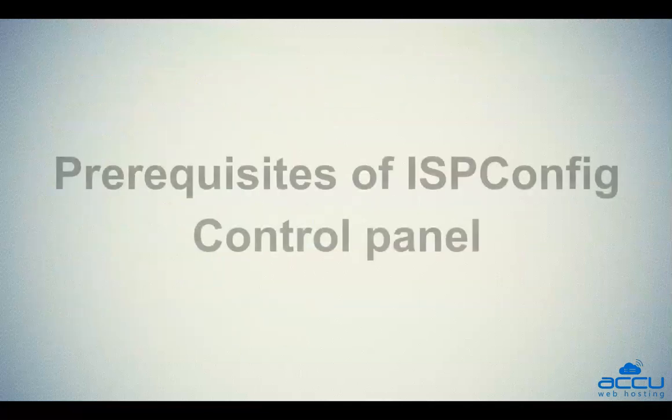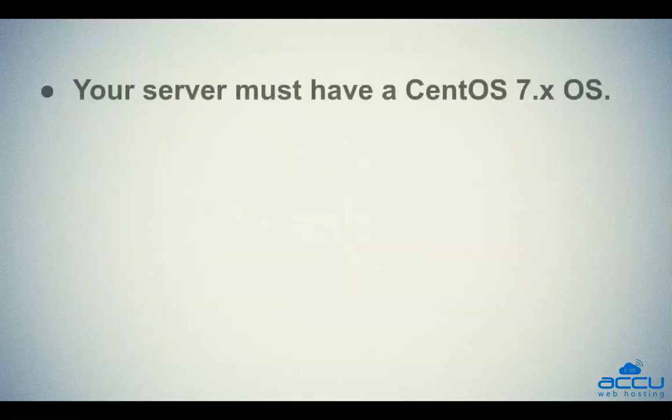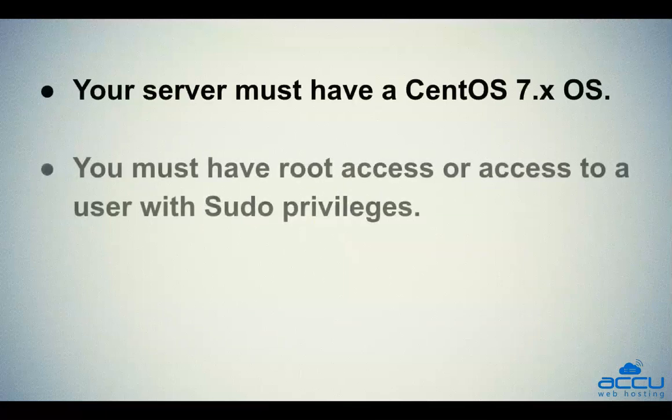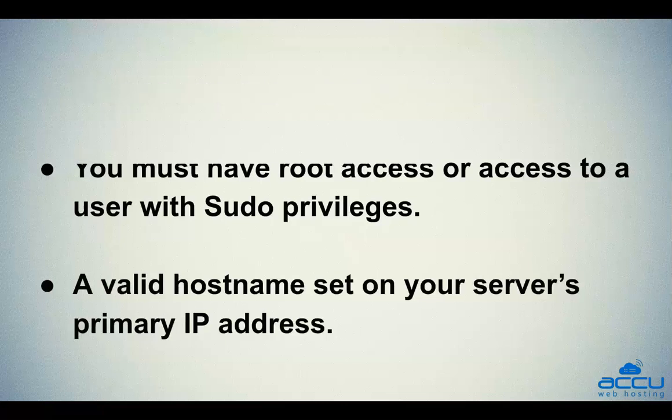First, we will see the prerequisites of ISPConfig Control panel. First one is your server must have a CentOS 7 OS. The second one is you must have root access or access to a user with Sudo privileges. The third one is a valid hostname set on your server's primary IP address. Let's follow the steps which we have mentioned at the beginning of this video.